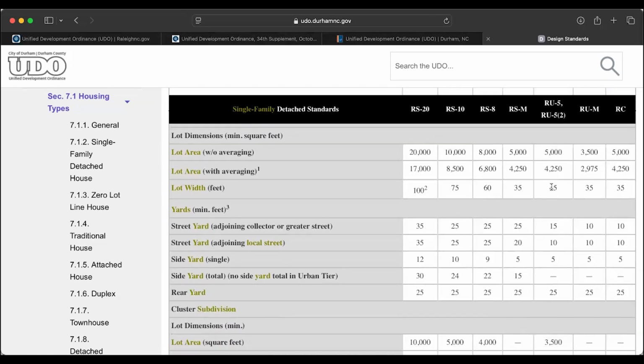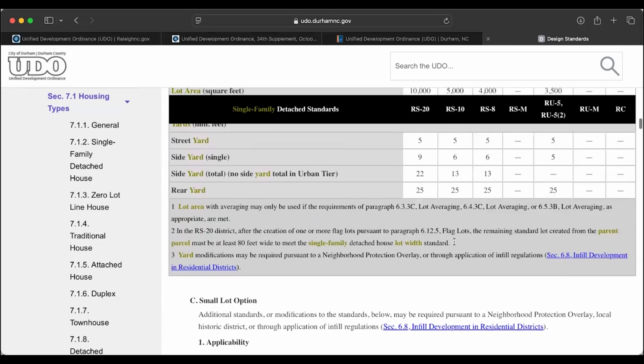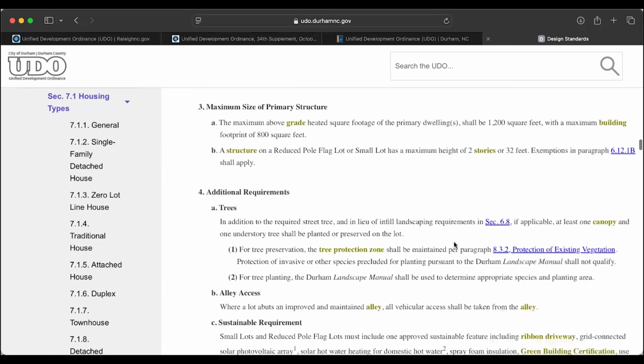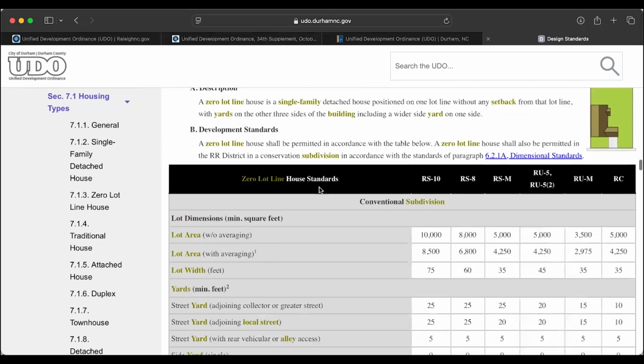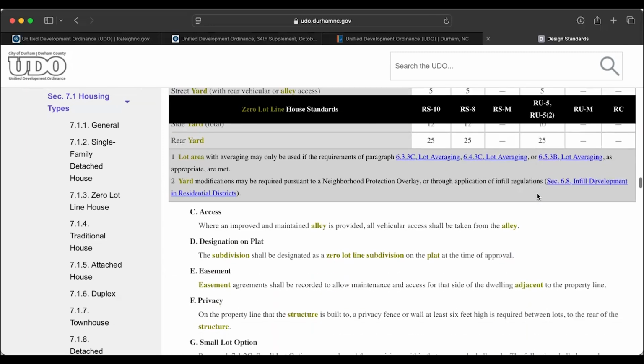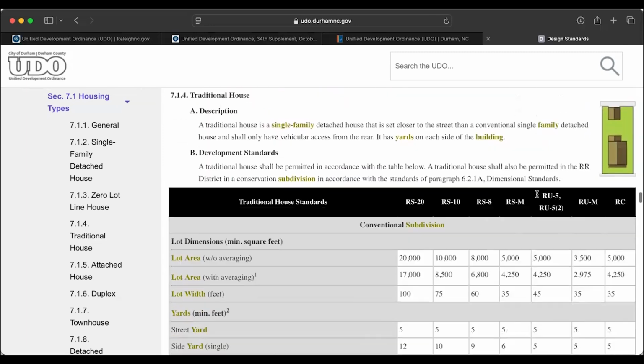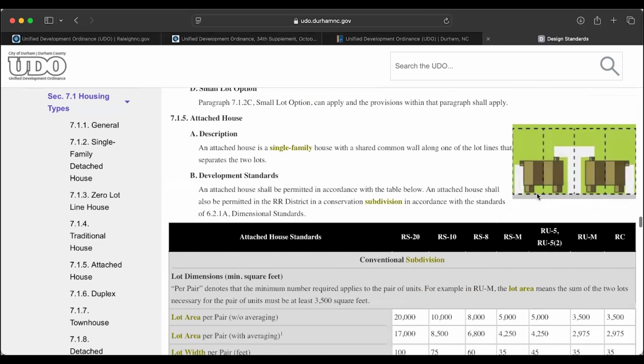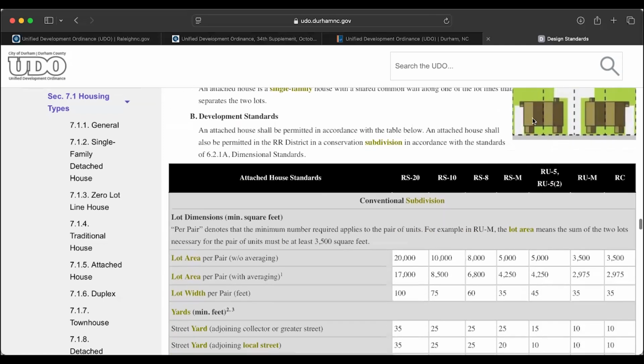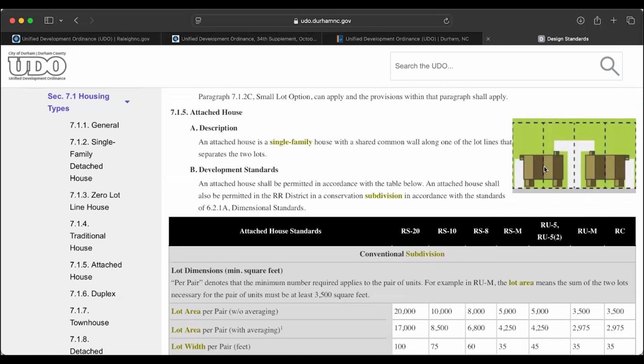So again, the same concept that I showed you in Raleigh with showing the different setbacks and such. And again, we're going to come down here and we're going to find a different type, 0 lot line. 0 lot line is when it comes on the edge, but it's all the way up to the edge of the lot. You'll see this in downtown areas mostly. Don't see this too much any other place. But then you have traditional house, which is pretty much the same as the other one. Attached. This gives you a better diagram of what attached means.